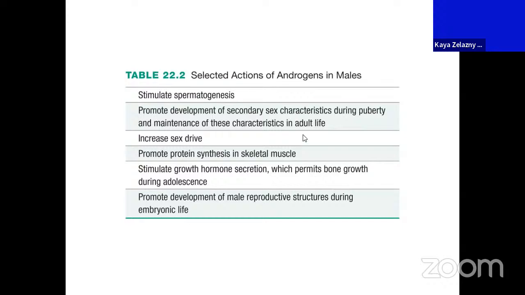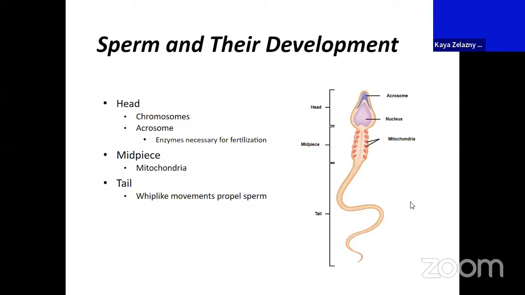This is just a table showing some of the selected actions of androgens like testosterone in the male reproductive system and on secondary sex characteristics. So you've got that there. This is just from your book. Now we're going to be thinking about what sperm look like and how they develop.